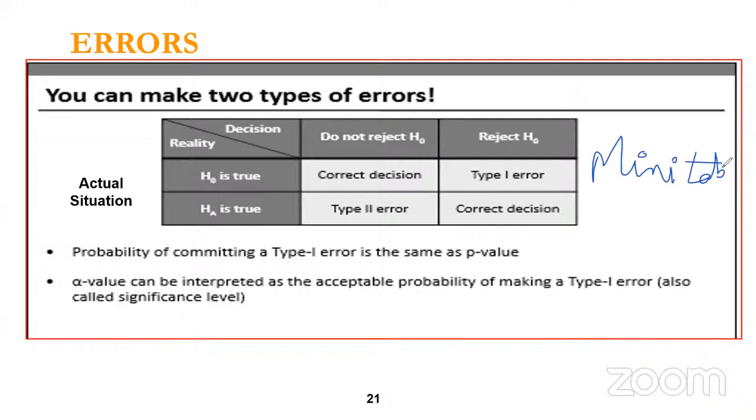In that, this Minitab looks like Microsoft Excel. You just need to select the test, pass the data accordingly, and the probability and everything will be calculated internally, and you will get the result, whether the null hypothesis is true or alternate hypothesis is true.